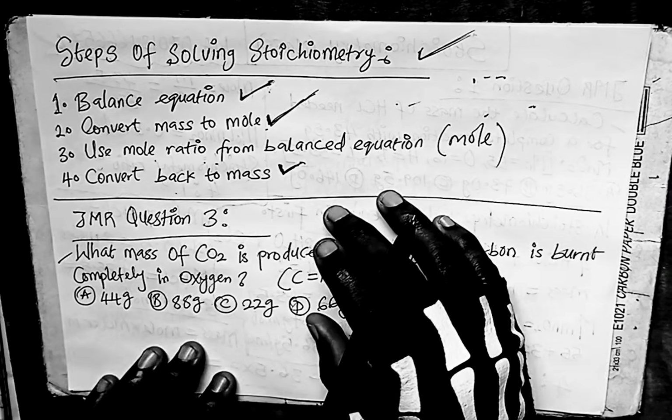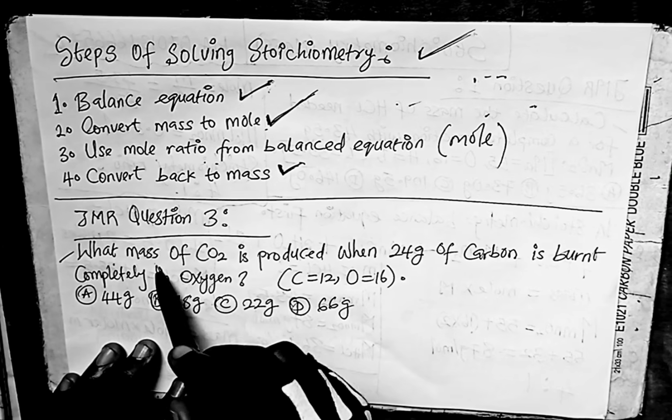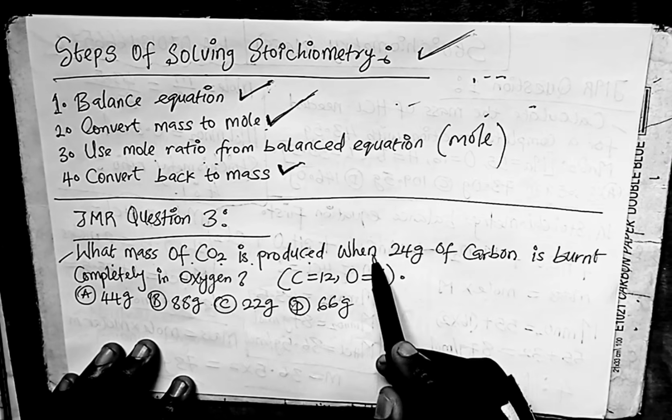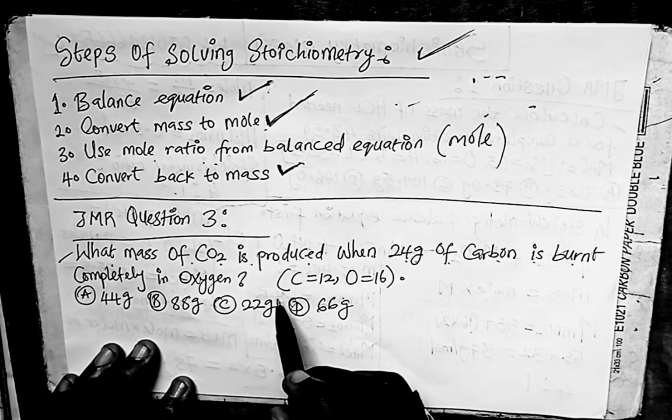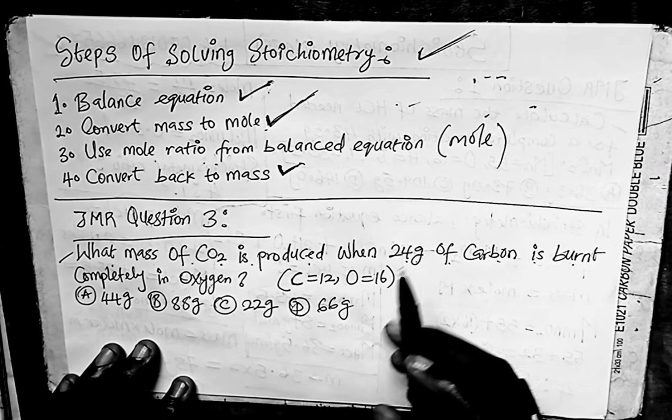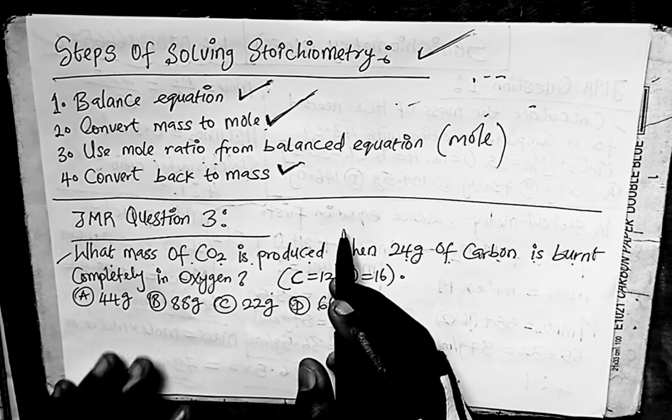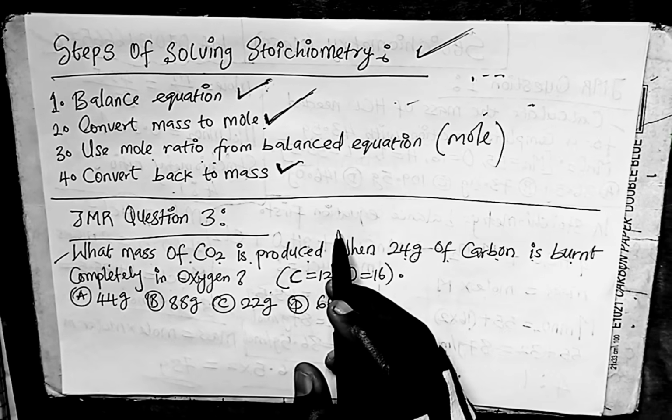Looking at the final question on stoichiometry we have here, the question reads: what mass of CO2 is produced when 24 grams of carbon is burnt completely in oxygen? Okay, they give us the molar mass of each of the elements. All right, so how do we solve?